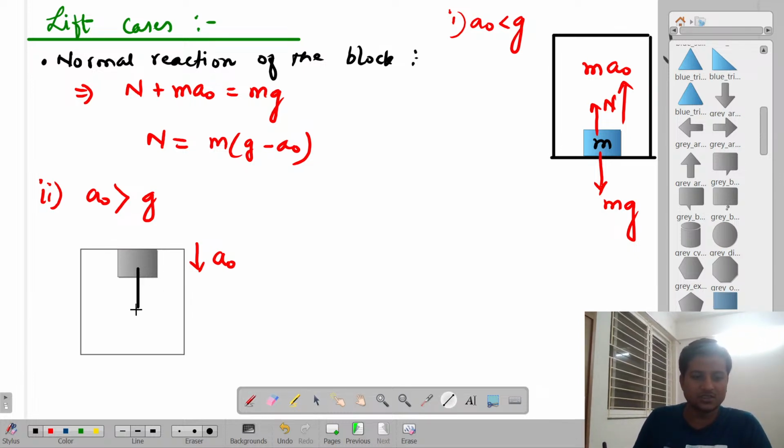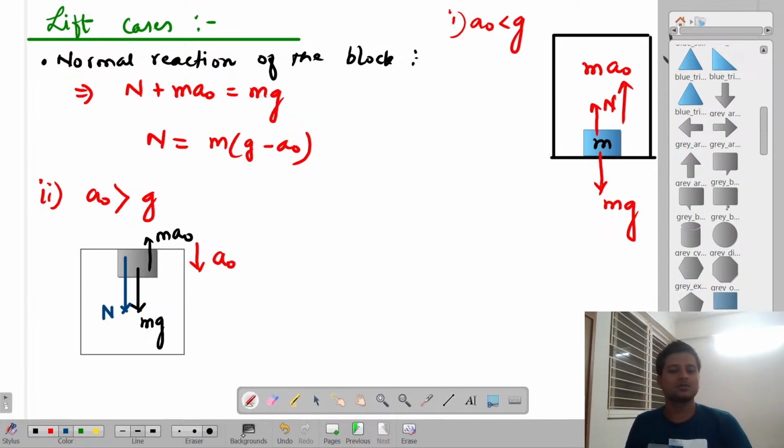Yes, mg is still downwards, but the upward force is how much? M a naught. But the normal this time will be in the negative, downward direction, or not? Yes, the normal will be perpendicular to the surface, from the rigid body towards the smaller object. Are you able to get me? Yes, it will bounce off.